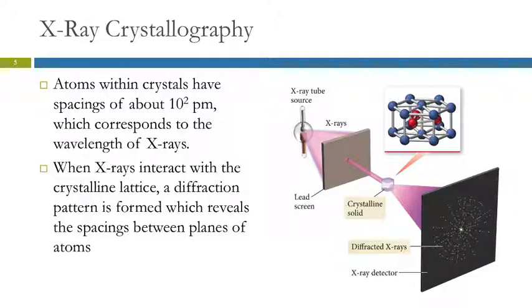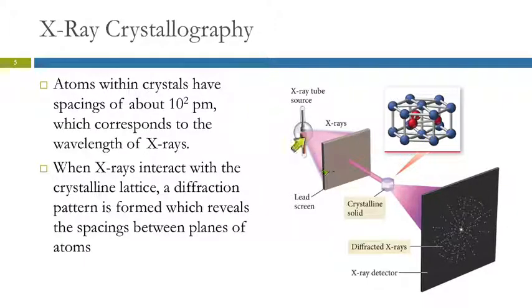So we can do this with X-rays because within a crystal, the distances between the atoms are about 100 picometers, which is about the wavelength of an X-ray. In order to get diffraction through slits, you have to have that slit distance about the same size as the wavelength. So X-rays are perfect for this. So we can look at the spacing between the layers of atoms or molecules in a crystal using X-rays.